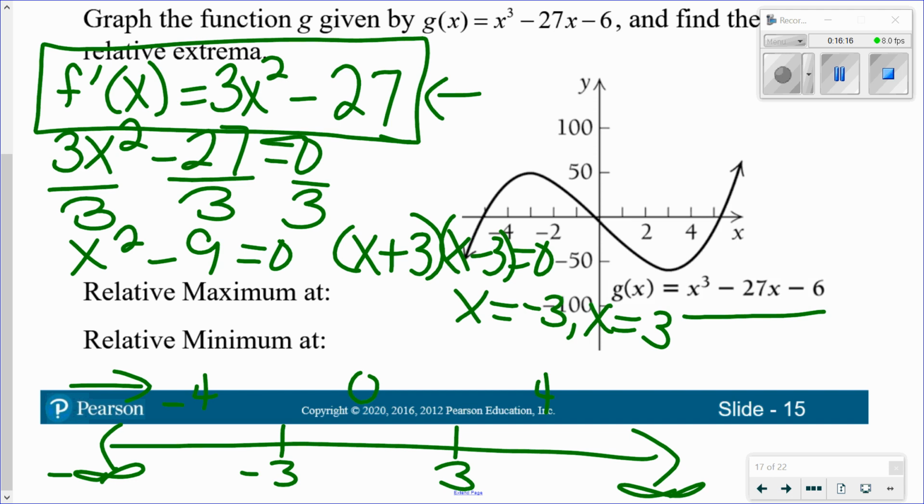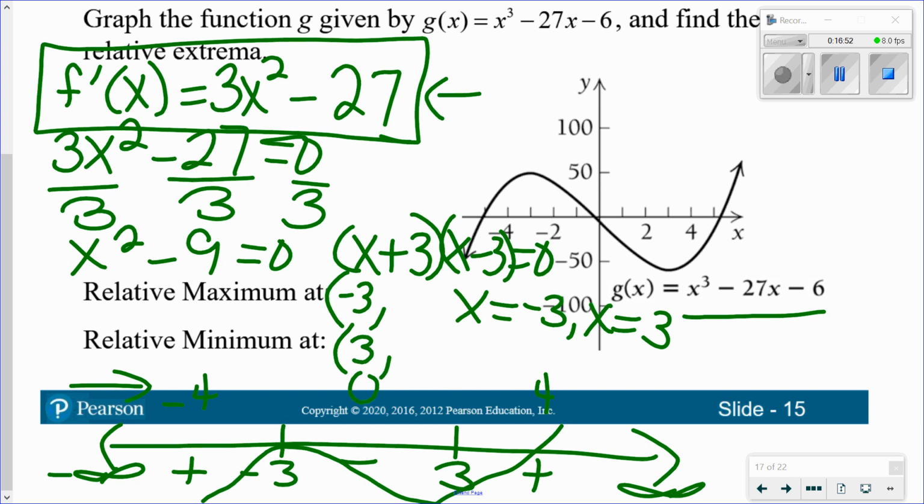So if I plug -4 in there, I get a positive number. If I plug 0 in, I get a negative number. And if I plug 4 in, I get a positive number. So this was going up and then down. So at -3, we have a maximum. So -3 comma something. We're going to have to go back and find that y value. And then we go down and up. So at 3, we have a minimum.